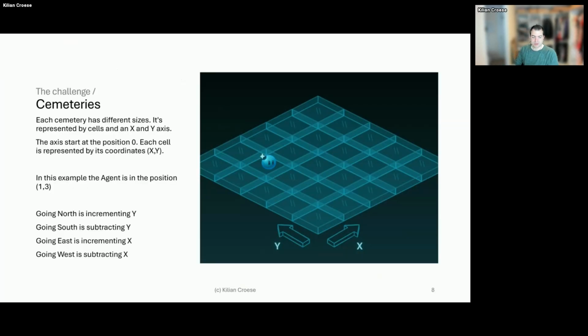Then some concepts about the game. I already mentioned it, there was a cemetery or a maze or a map. I might be using a few of those words, but they're all pointing at the same thing. It's a grid with cells. Every cell has an XY coordinate starting at 0. You should be moving through that cemetery, and going north, you go up the X axis, going south, subtracting on the X axis, going east, incrementing, increasing the X, and going west will be subtracting on the X axis.